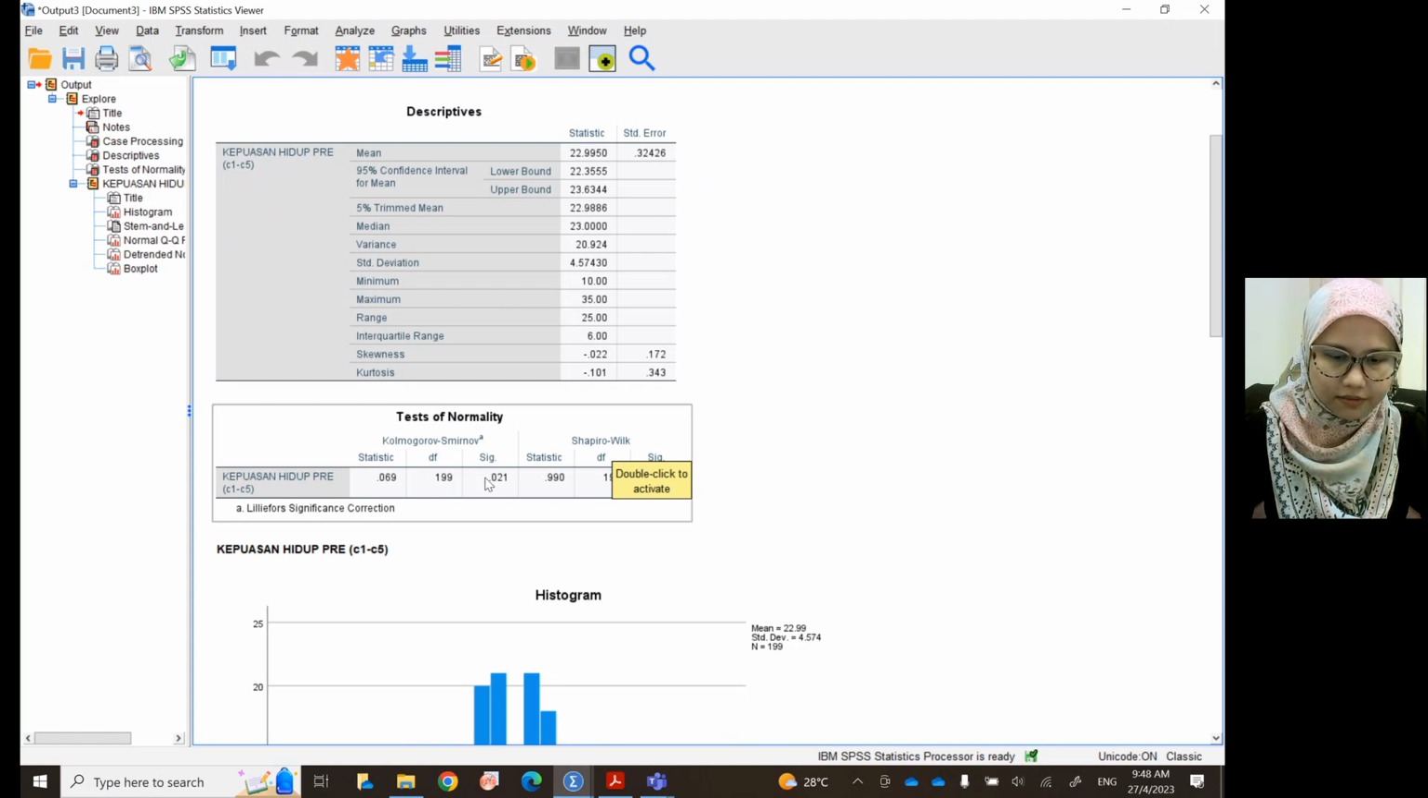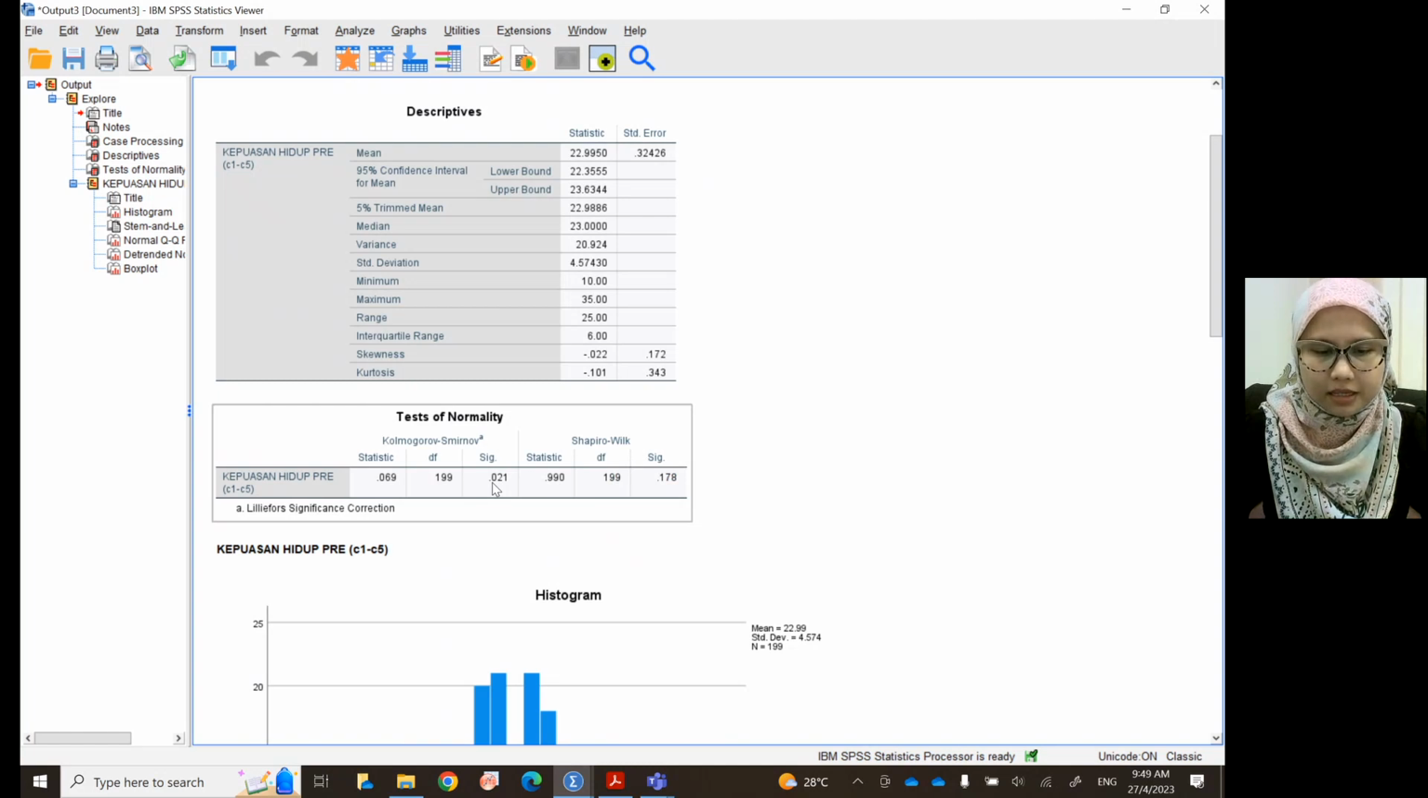Kepuasan hidup under Kolmogorov, the significant value is 0.02. The significant value is 0.02, which is more than 0.05.